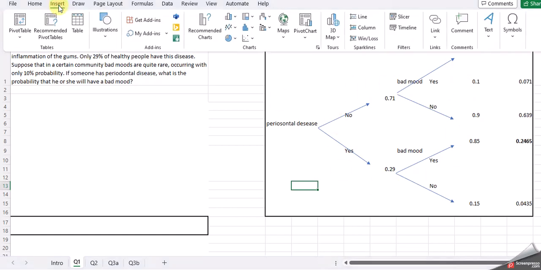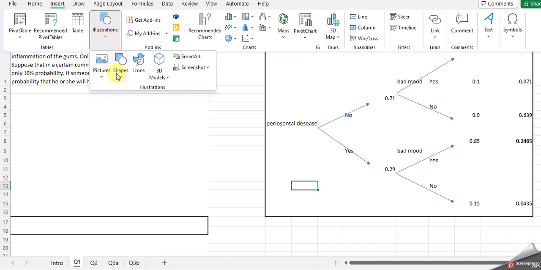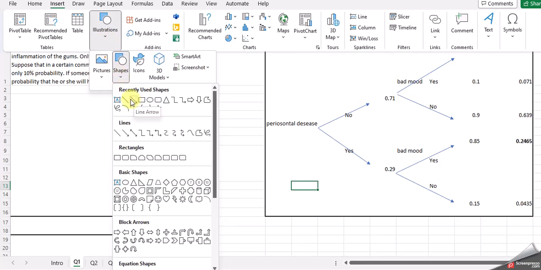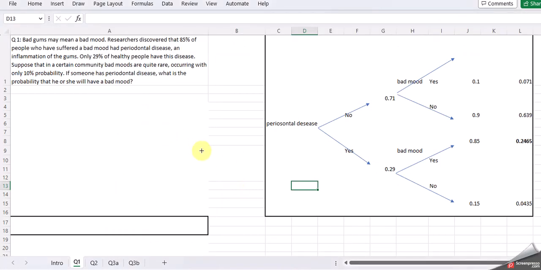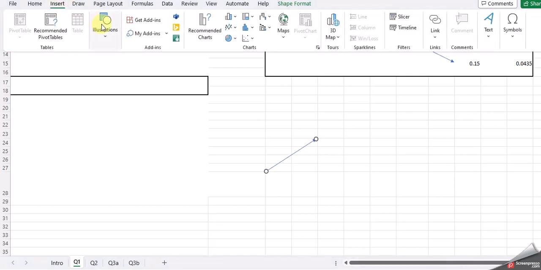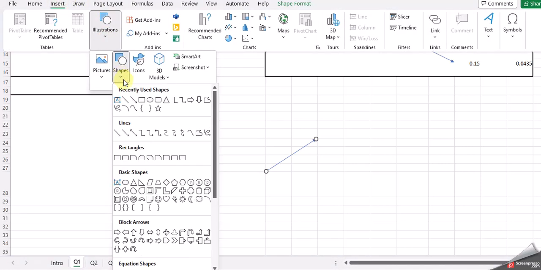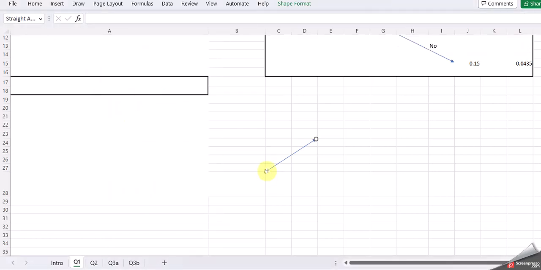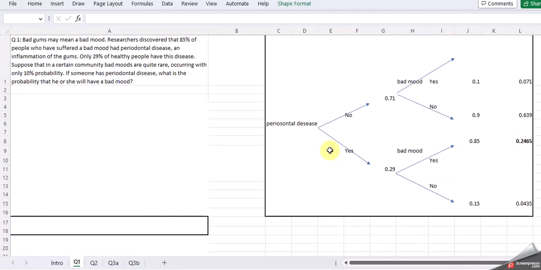What you can do is insert, go to shapes, then you can select an arrow or a line. Since it is Excel, it is quite easy for us to follow the directions. We can start from here to here and go ahead again to the same one. So this is how we can go ahead. In this case, just select all the arrows.